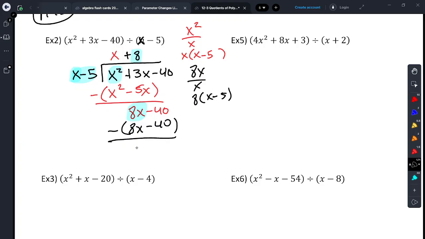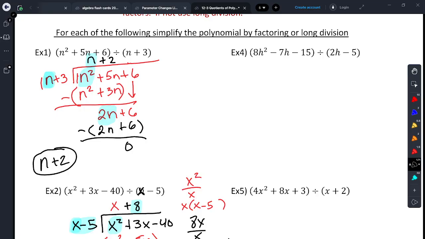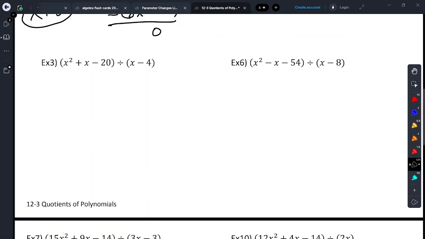Do the math for me. Good. Is 0. What's that mean? There's no remainder. So what's my answer? X plus 8. X plus 8. Is this hard? No. If you look at it, it looks complicated, huh? Yeah. All right, let's do it again.